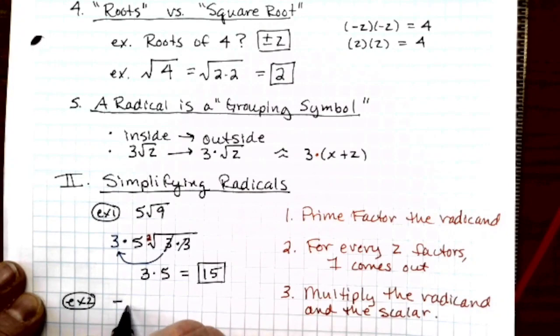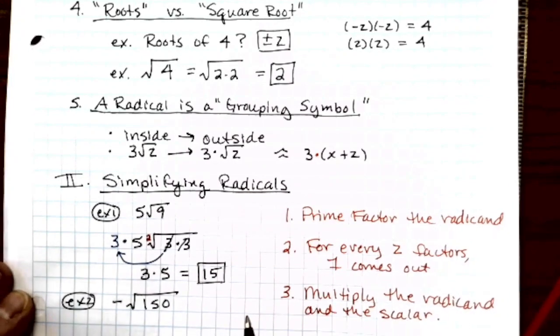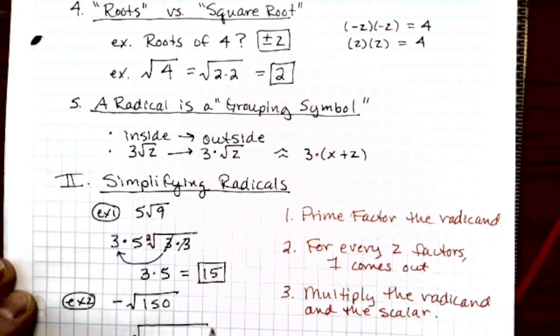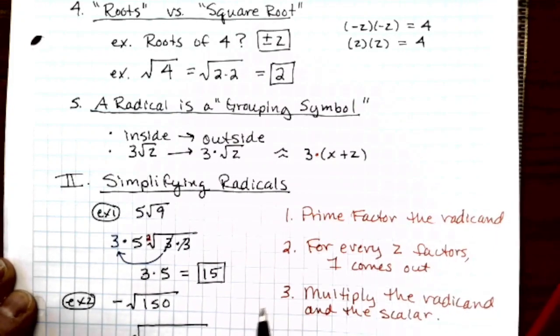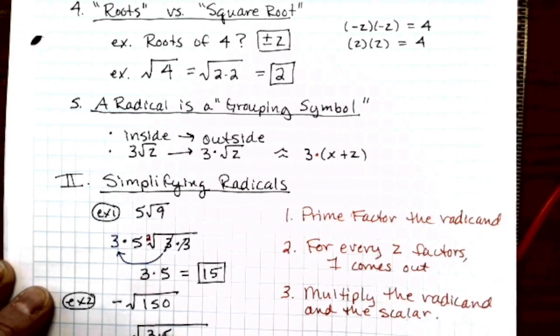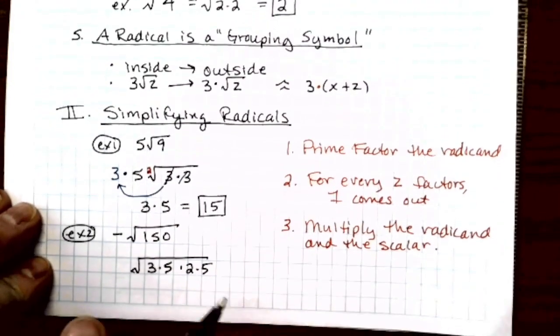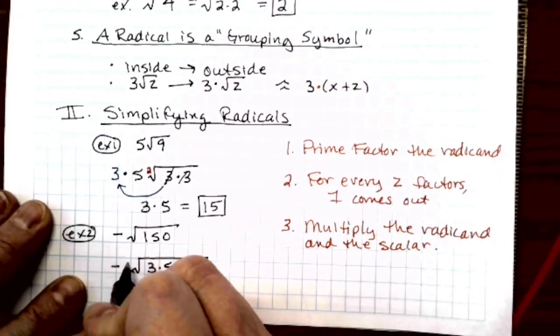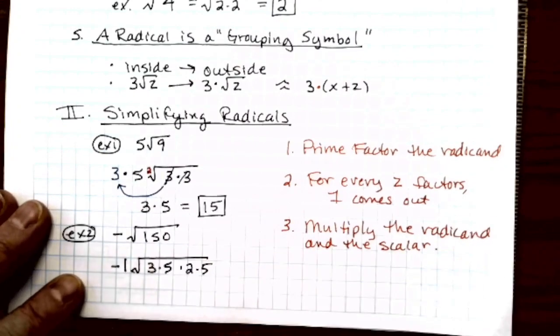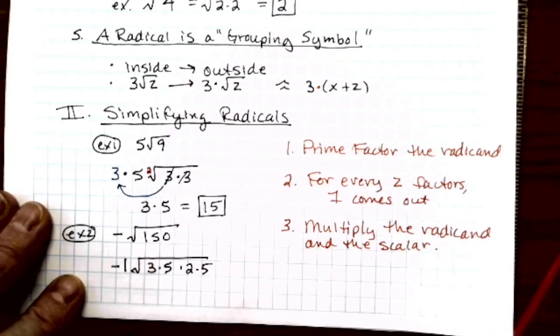All right, let's do another example. We're going to simplify negative square root of 150. So your first step is to prime factor the radicand. So 150 is 15 times 10. So 3 times 5 gives us the 15. 2 times 5 gives us a 10. And then this negative in front, remember there's just an invisible 1 out there. You can't have a negative without a 1 attached. All right, so we are prime factored.